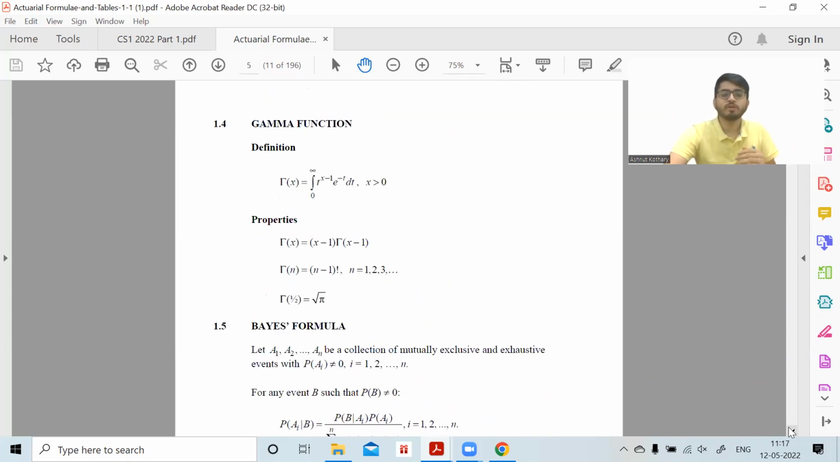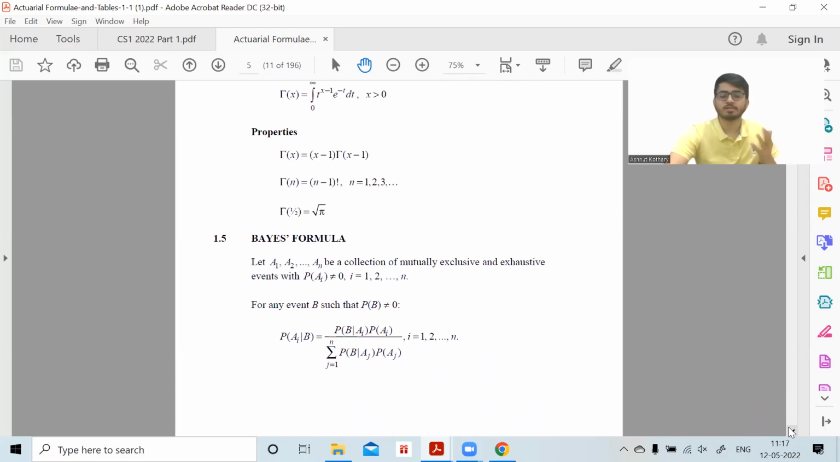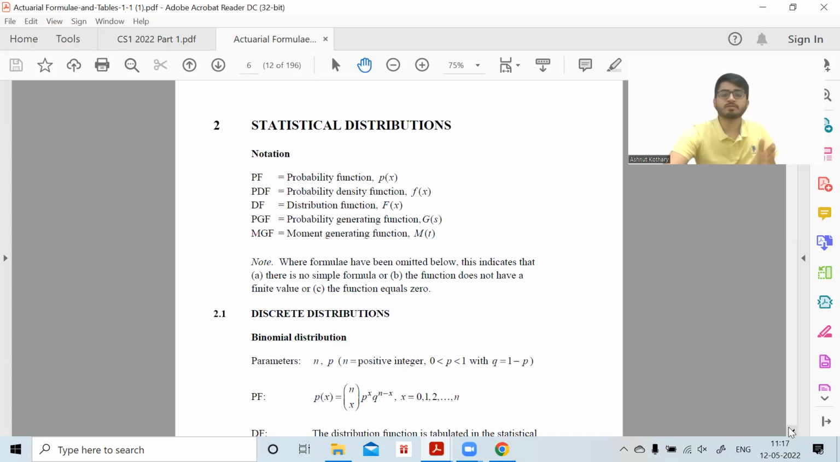Then we would be looking at the gamma function and certain properties. Then there's the Bayes formula, something which you should have studied at a school level in probability-based theorem. This is nothing but just a representation of that. And then comes the statistical distributions. There are various distributions. So for the classes, always do bring actuarial tables, because while solving questions you would be requiring this. So this was regarding actuarial tables.